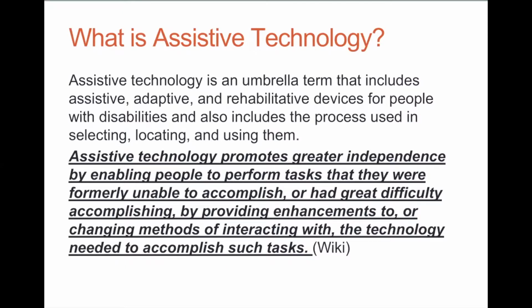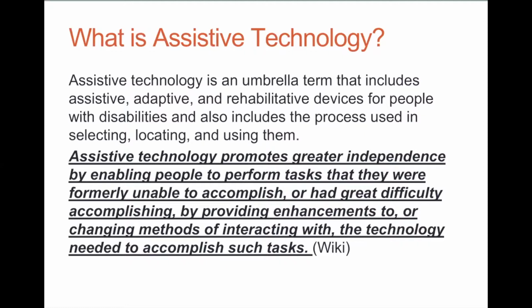First of all, what is assistive technology? Well, it's really an umbrella term, includes assistive, adaptive, and rehabilitative devices for people with disabilities, but also includes the process used in selecting, locating, and using them. Really, assistive technology, the most important thing is it promotes greater independence and enables folks to perform tasks that they were formerly either unable to accomplish or really had a lot of difficulty accomplishing. Provides enhancements to or changes methods of interacting with the technology needed to accomplish such tasks. That's a whole lot of words to say things.